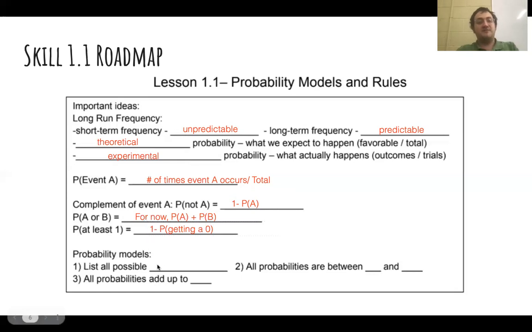So when we do probability models, the first thing that we need to do is list all the possible outcomes, knowing that all probabilities are between 0 and 1, and that all probabilities do, in fact, add to 1.